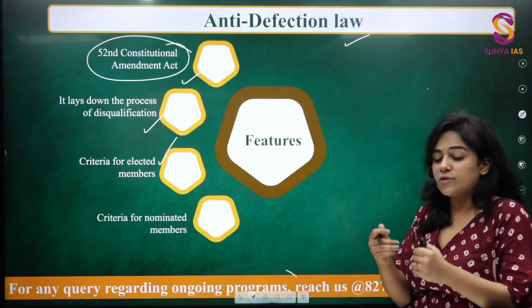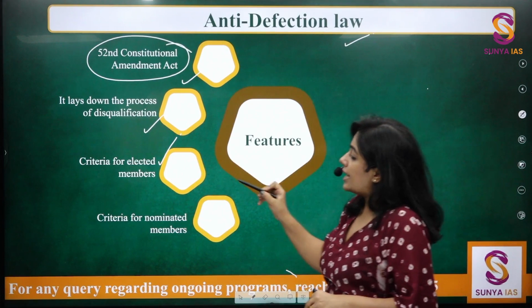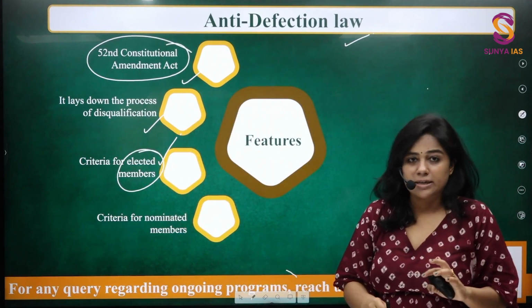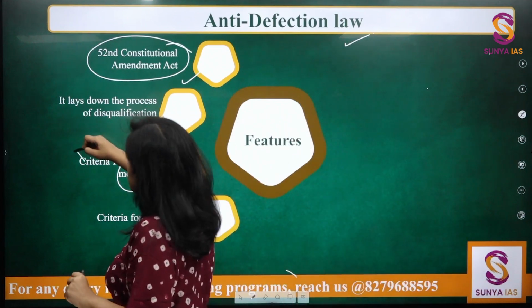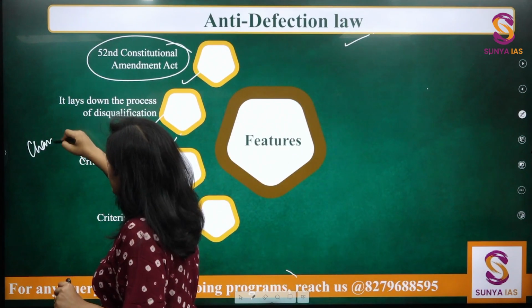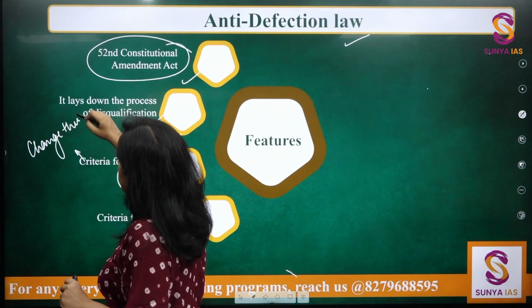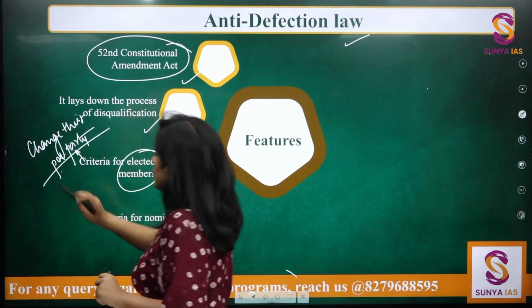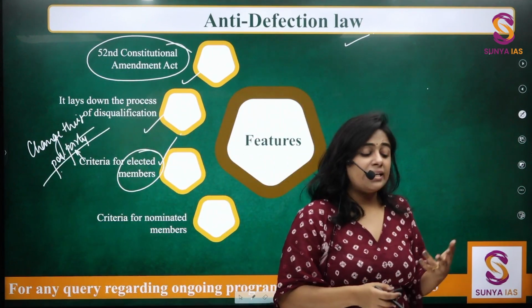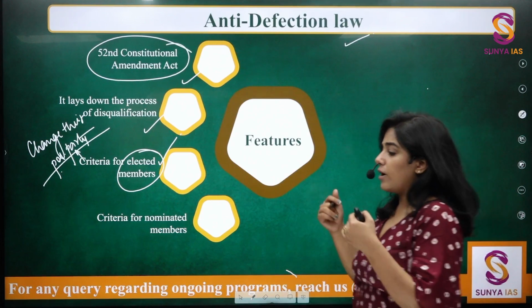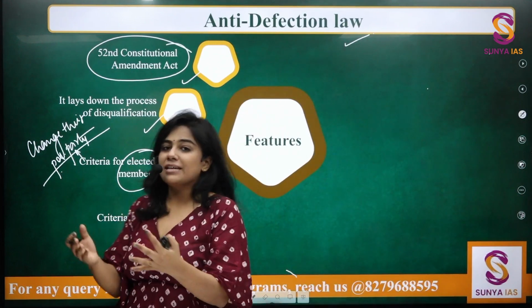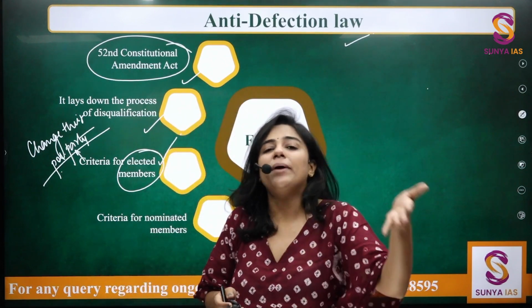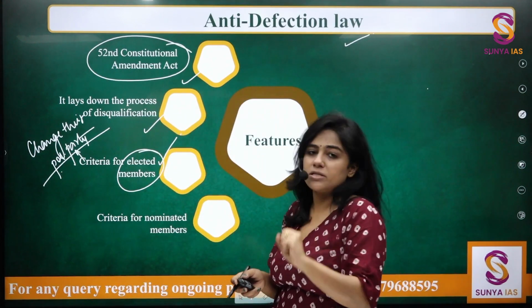Now, anti-defection law also talks about the criteria for elected members. What kind of situations will lead to the elected members being disqualified? And there are two primary criteria. One is when they change their political party, and you can write this. When they change their political party, and this even applies if a person is elected from a particular party and if they leave that party after being elected and they want to be independent, even then they will be disqualified.